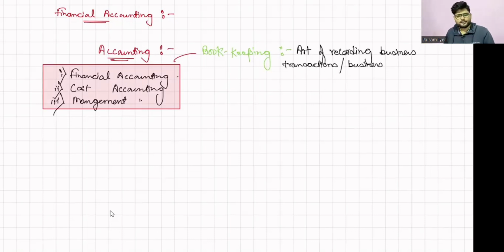Art of recording business transactions and business affairs. Don't you think that this step is above all the three: financial accounting, cost accounting, and management accounting? Because at a grassroots level, if you do not even record anything, how can we import data to the different fields of accounting? Correct. So bookkeeping is also assumed to be a part of accounting.